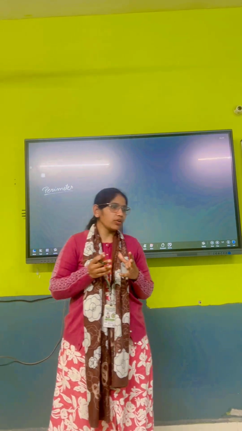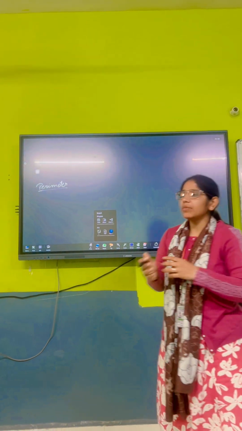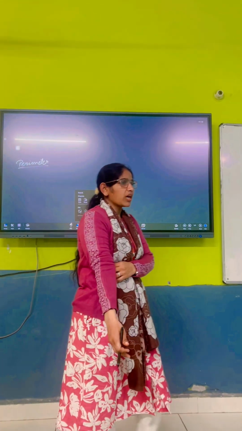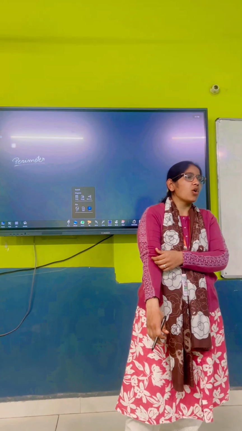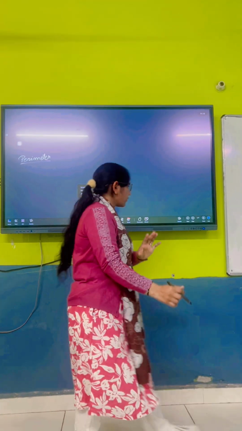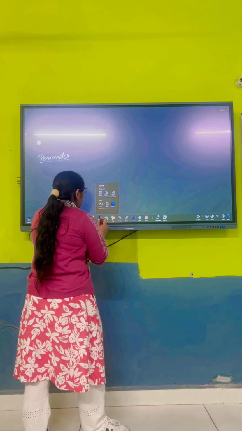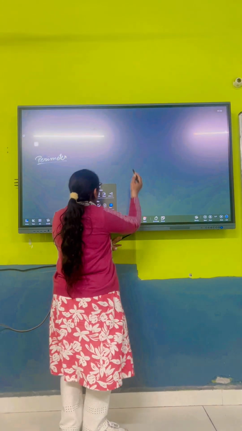Today we will study the perimeter and area of a figure. First we have to know what the perimeter is. The perimeter is the boundary of a plane closed figure. We will find the perimeter and area of a plane closed figure.